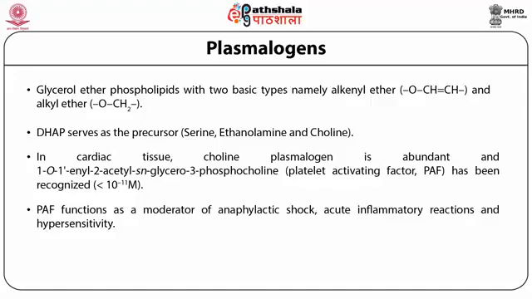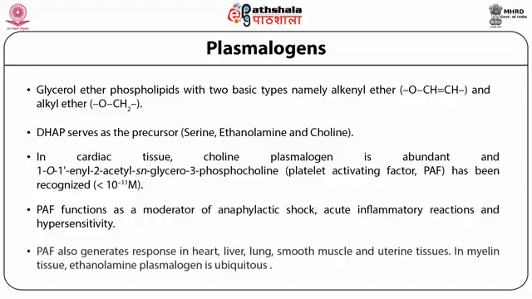In response to antigen IgE complex formation, the platelet activating factor is synthesized on the surface of basophils, eosinophils, macrophages, monocytes, and neutrophils. In cells, the platelet activating factor synthesis and discharge lead to platelet aggregation and the liberation of serotonin. The platelet activating factor also generates responses in heart, liver, lung, smooth muscles, and uterine tissues. In myelin tissues, ethanolamine plasmalogen is ubiquitous.